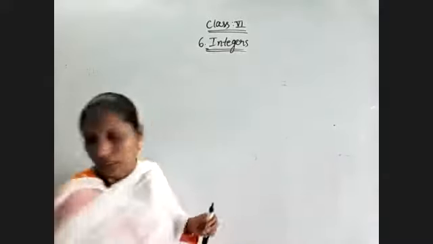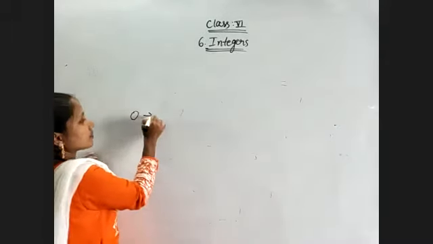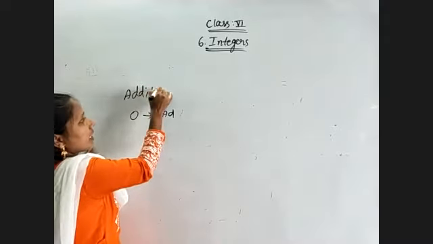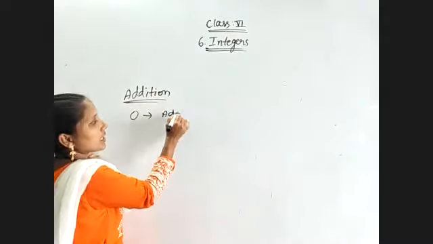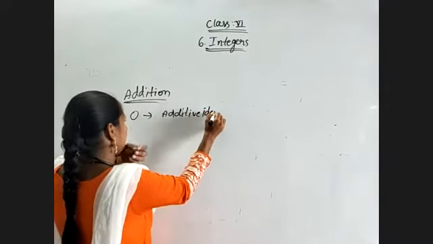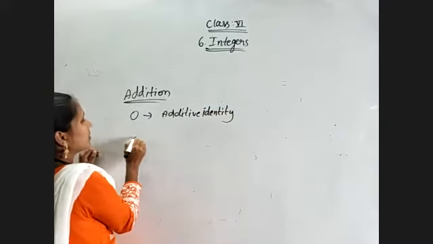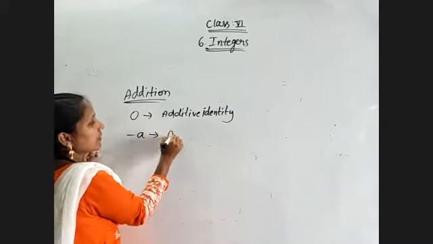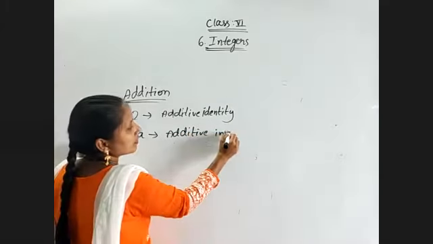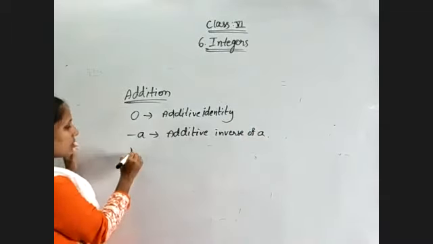See, in case of addition, 0 is the additive identity. And minus A is the additive inverse of A. Now coming to the multiplication.